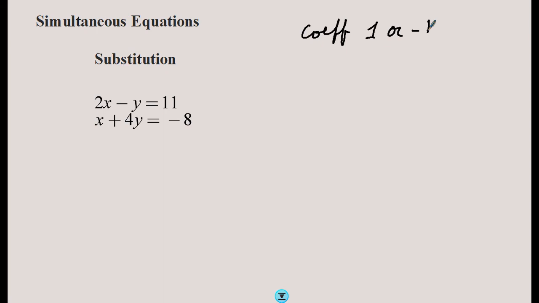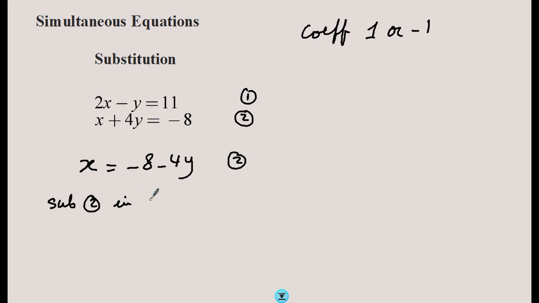In this case, we have x with a coefficient of 1 and y here has a coefficient of -1. So we can decide to make y the subject or to make x the subject. Making x the subject here will involve less work. So x equals -8 minus 4y. And this is equation 2.